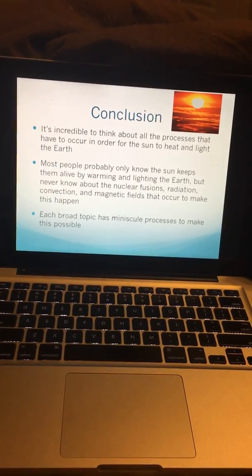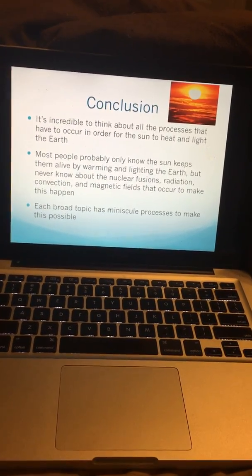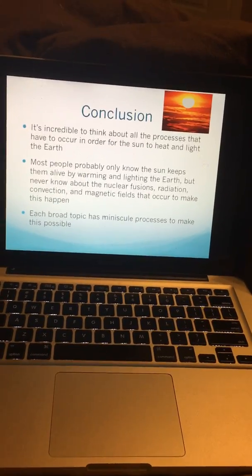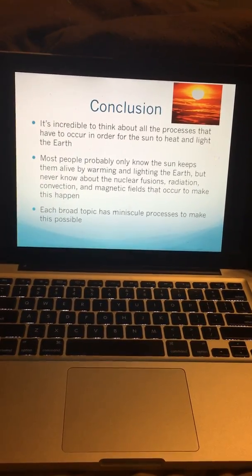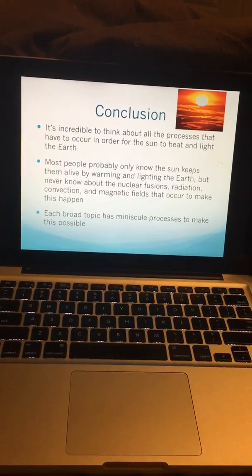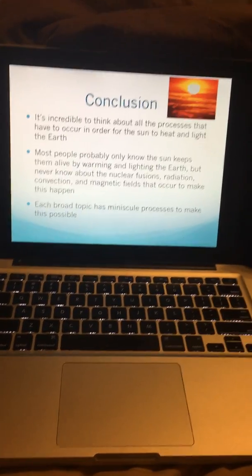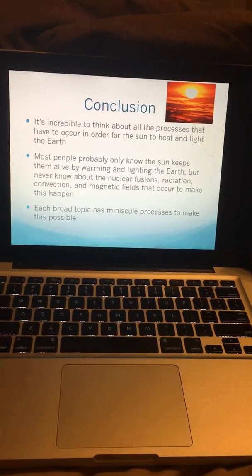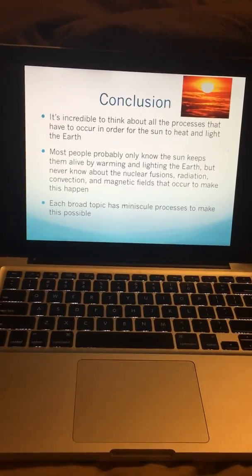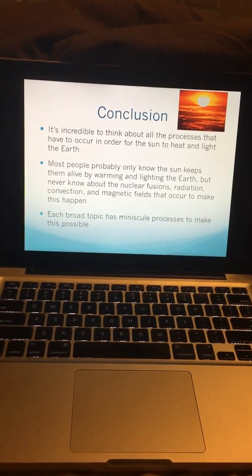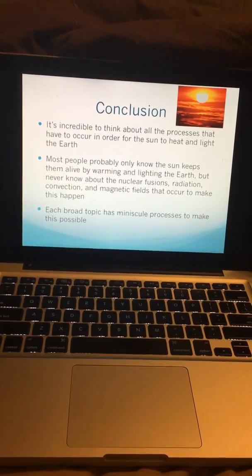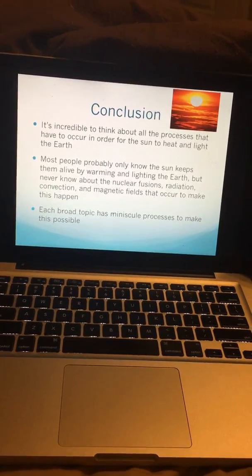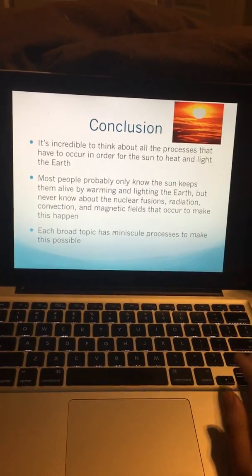They know the sun keeps them alive by both warming and lighting the Earth, but then we never know anything about the nuclear fusions, the radiation, the convection, and the magnetic fields that also exist. Each of these broad topics contains tiny minuscule happenings that occur to make these processes work. Heat and light are transferred in various ways through the different layers of the sun and the atmosphere to finally reach the Earth and maintain human life.